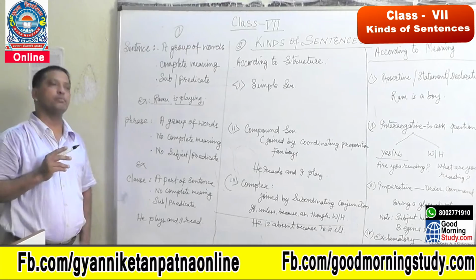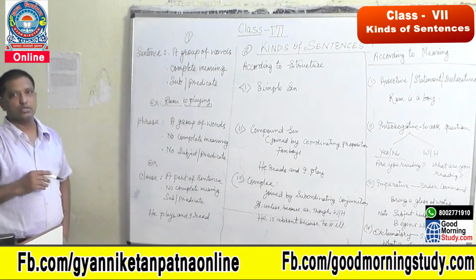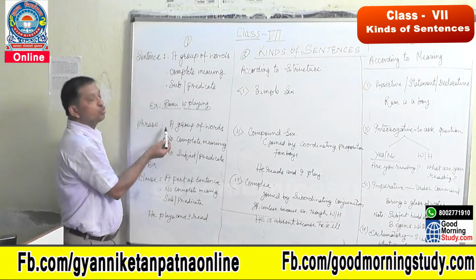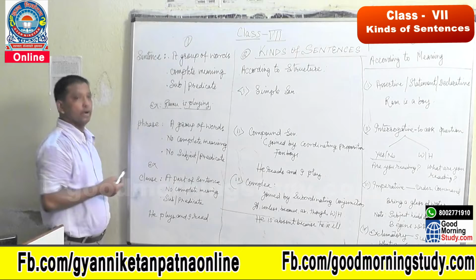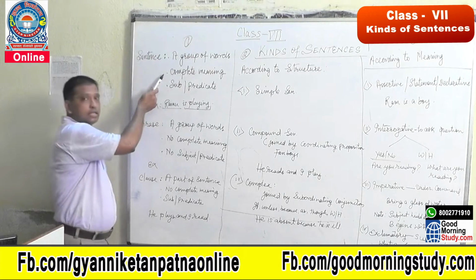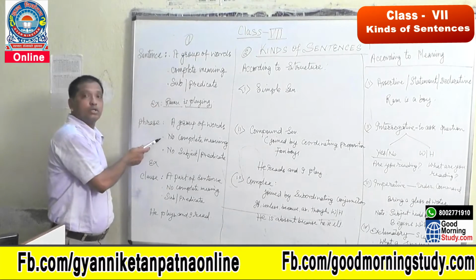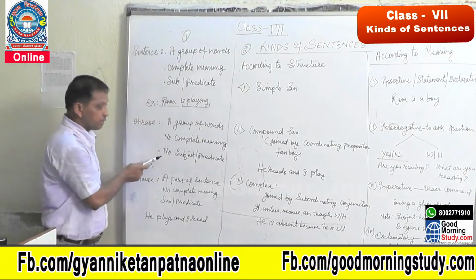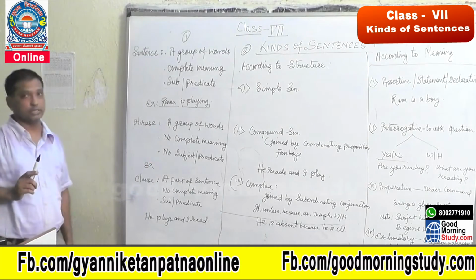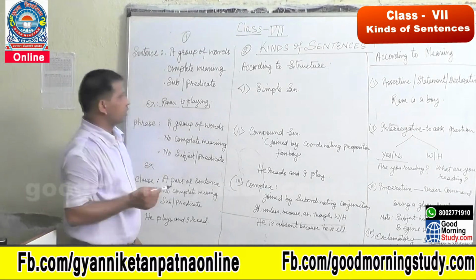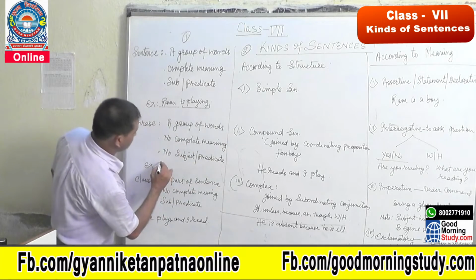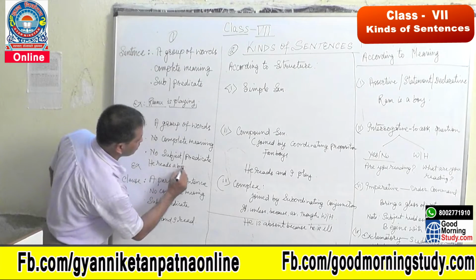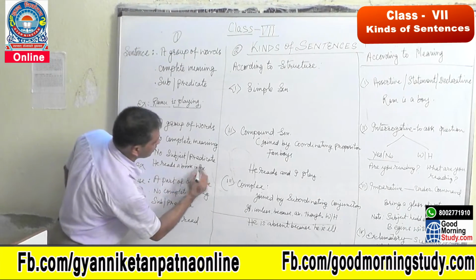Now you come to the second part, that is phrase. So what is a phrase? You see the definition: a phrase is a group of words like a sentence, but the difference is that a sentence has complete meaning but a phrase has not complete meaning. And a sentence has its own subject and predicate, but a phrase has not its subject and predicate. For example, I am writing here, he reads a book in the garden.